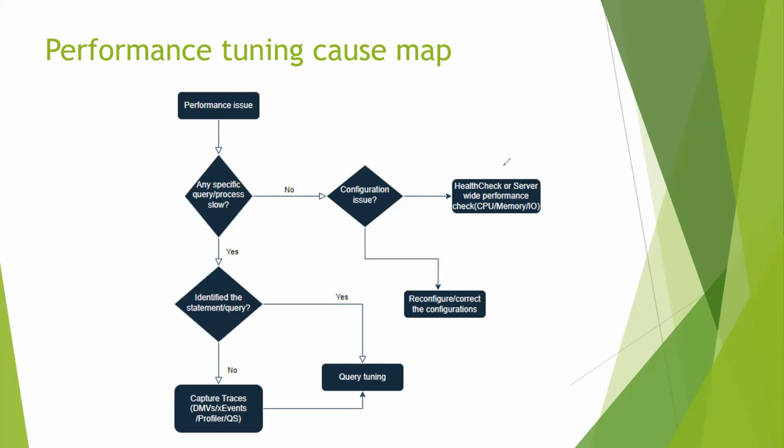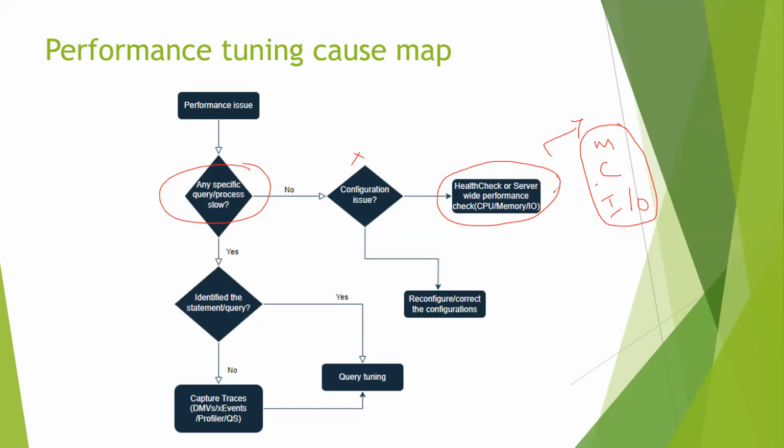For example, in the health check, let's say you don't have any specific query slowness and there is no issue with the configuration. But you see some memory issue, or CPU issue, or storage IO issue. Any issues which we have server-wide can lead to query performance issues, right? So these are all interlinked with each other.